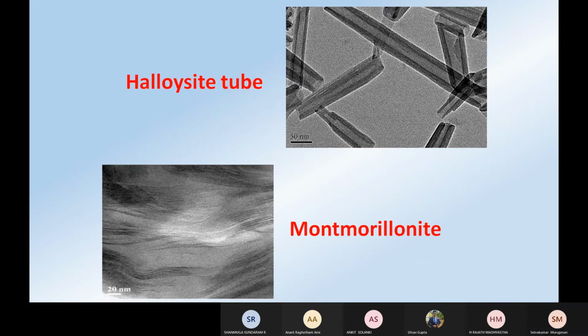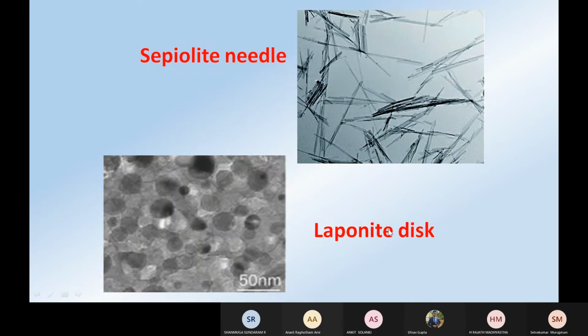You can see some transmission electron microscope images. Halloysite tube, which is 2:1 ratio. You can see the halloysite tube with a vacant space in the center. And this is one of the clays, montmorillonite. You can see the different clay layers, which are separated by a few nanometers. Again, you have a sepiolite needle, and you can see its high aspect ratio. And then you have a laponite disc, which is three-dimensional in form. You can see the disc-type morphologies.